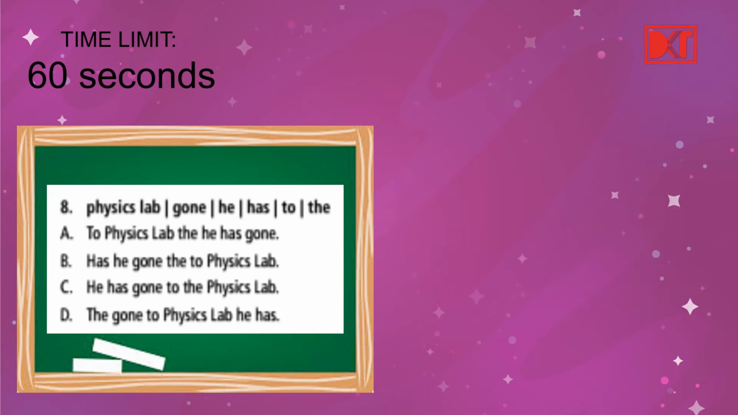All right, next: physics, lab, gone, he, has, to the. Again, what is the subject here? He. So which sentence starts with "he"? Quickly. Here: He has gone to the physics lab. Pretty easy. Once you identify the subject, just take 10 seconds and go through the other sentences also, in case you mistakenly marked the wrong one.